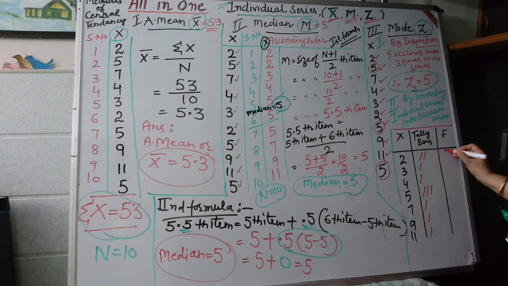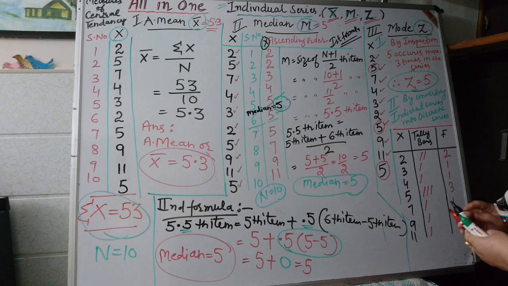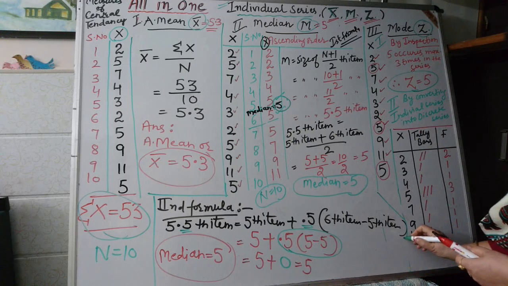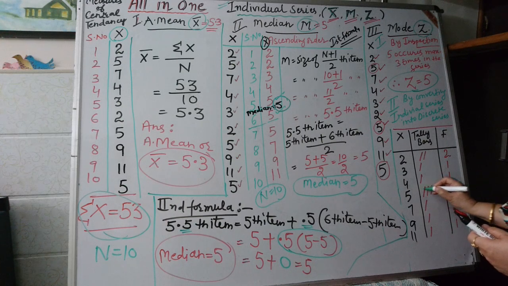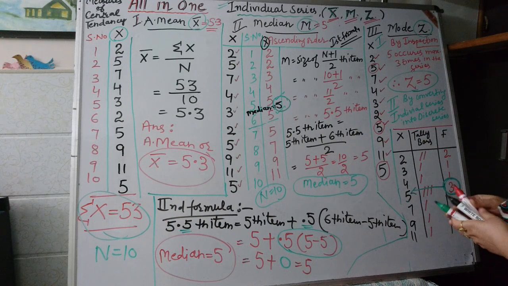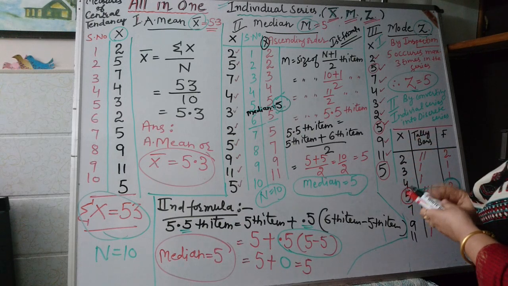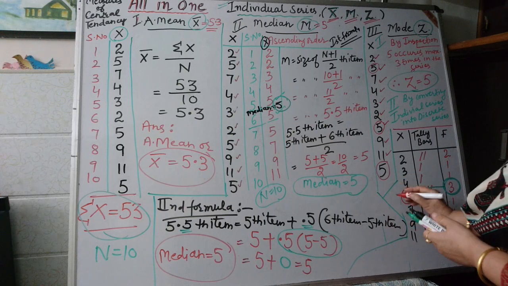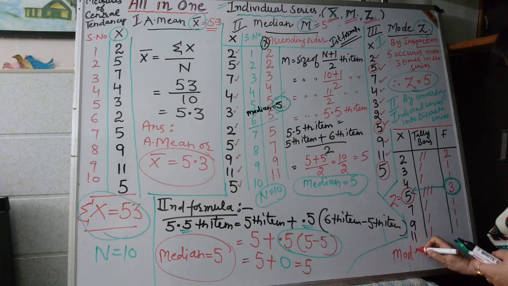Let us prepare the tally bars: 2, 1, 1, 3, 1, 1, 1. So we have already defined that mode is the value which occurs maximum times in a frequency distribution. Maximum times occurs 3 times, and that corresponds to the value 5, because we have to calculate the mode from the values of x. So 5 is the modal value. Z is equal to 5. So the value of mode is equal to 5.